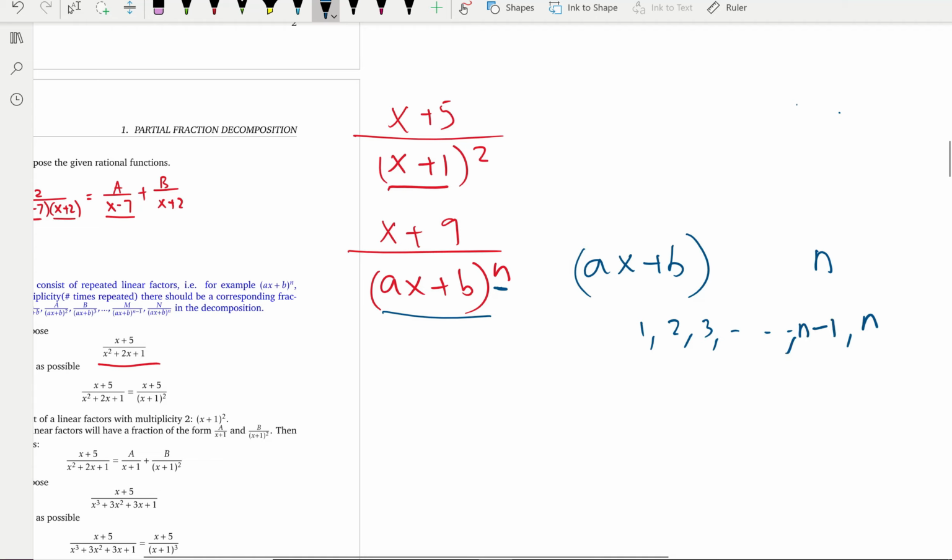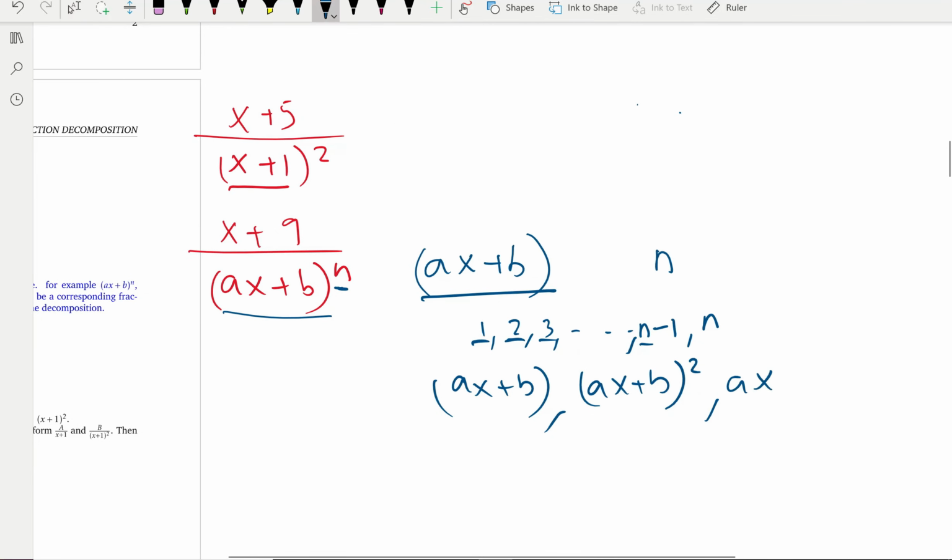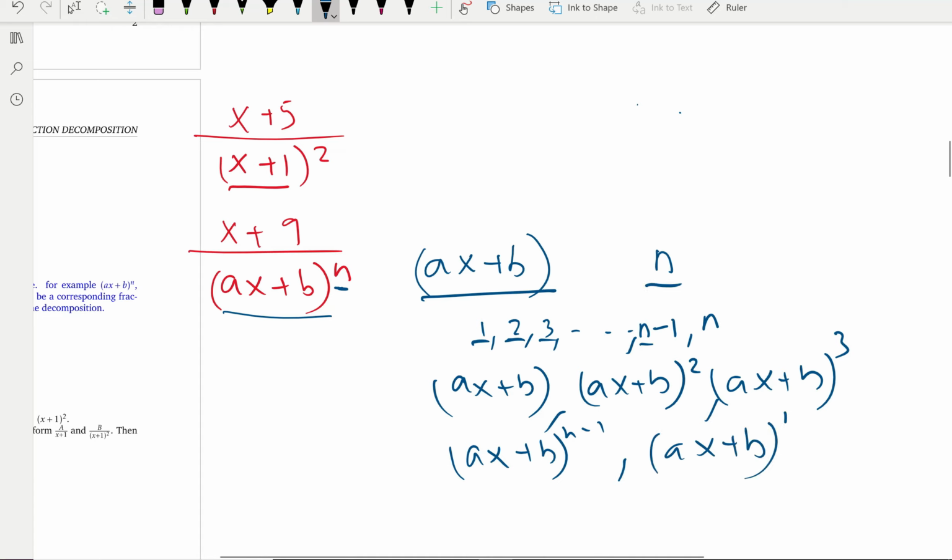Now what you do is you take the power of ax plus b for each of these numbers. So like ax plus b to the power 1, then ax plus b to the power 2, and then ax plus b to the 3, and so on, until ax plus b to the n minus 1, and you take the power until you reach this number n. That is why I said count up to n.